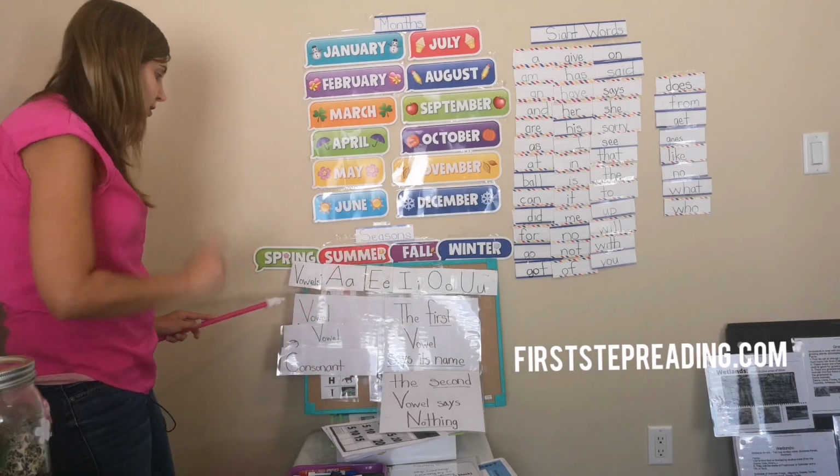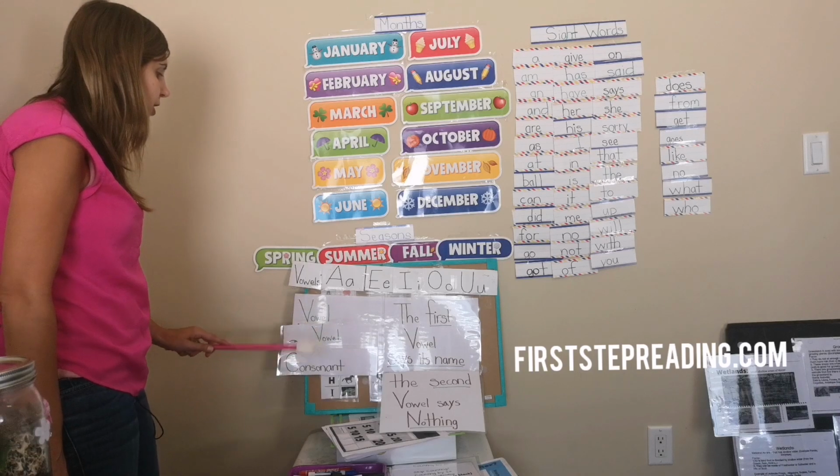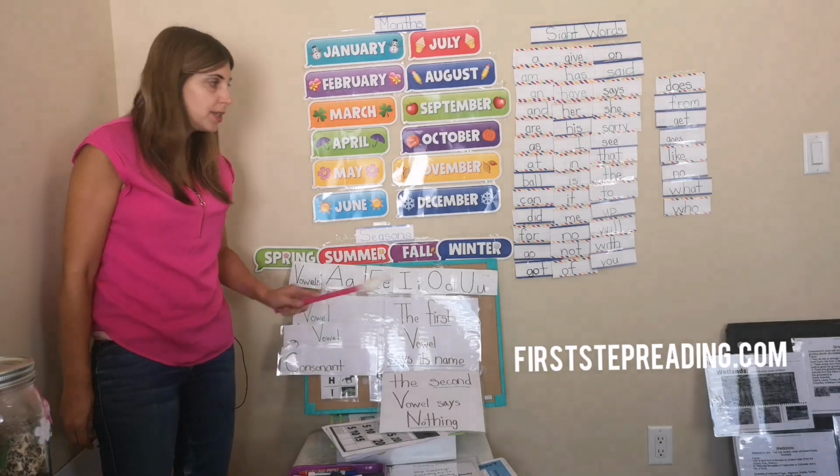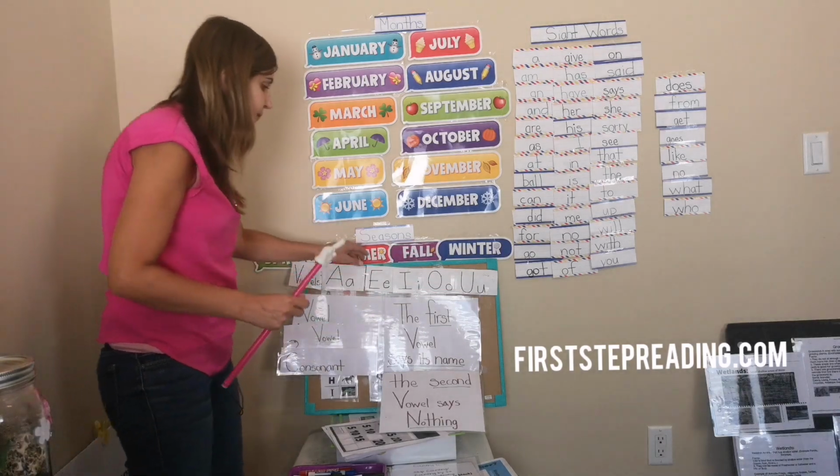So let's sing that song. Vowel, vowel, consonant, vowel, vowel, consonant. The first vowel says its name, U. The second vowel says nothing.